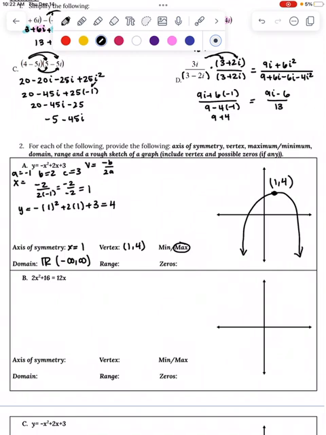Range, lowest number down here, that's negative infinity to top number. Range, we look at our y value, so it's going to be 4.